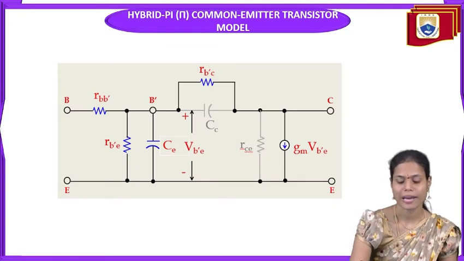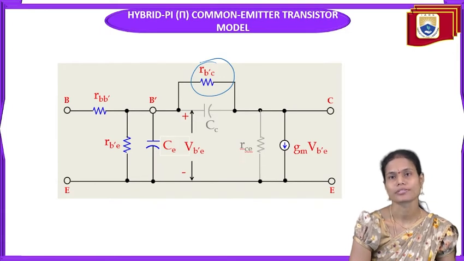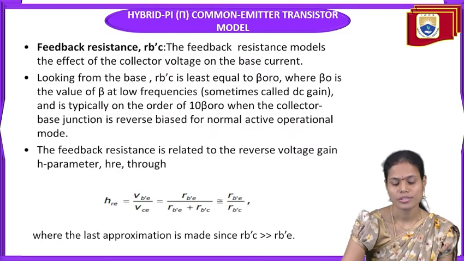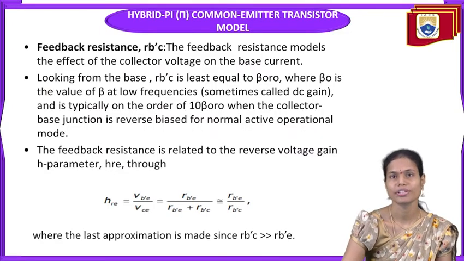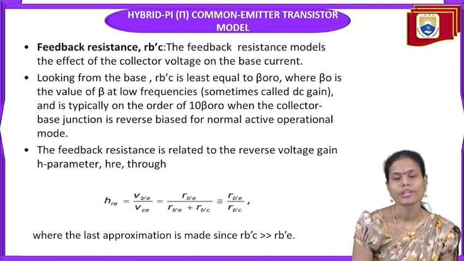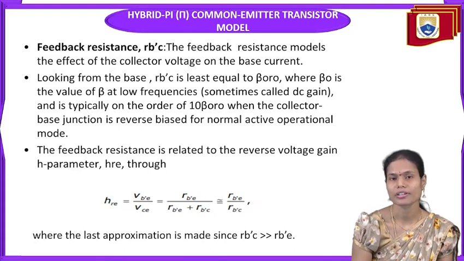And the next parameter is RB'C, the base spread resistance between the base terminal as well as the collector terminal. So this resistance we can also call the feedback resistance. It will affect the collector voltage on the base current. Because of the presence of this resistance, there is a change in the collector voltage. Once the collector voltage is changing, the base current will also change.